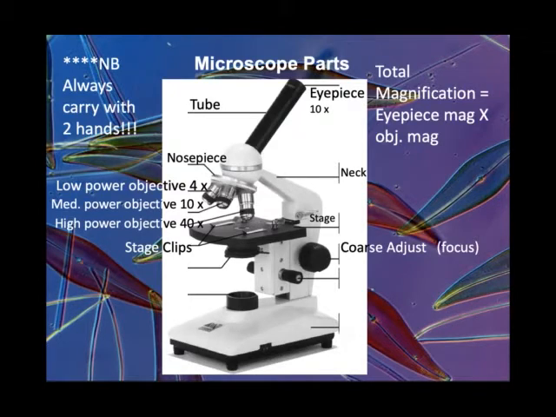My rule of thumb is you only use the coarse adjust to get things into focus when you're using low power. After you get off low power and you're going to medium or high power, you never touch the coarse adjustment.